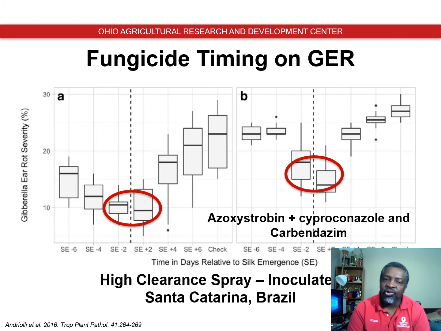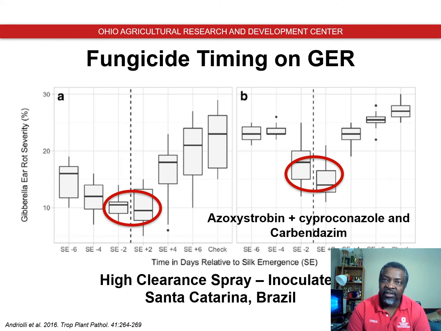Here are some more results from trials conducted in Santa Catarina, Brazil. Here again, like the study at Purdue, they inoculated ears with the fungus and then evaluated the efficacy of a fungicide treatment consisting of 3 active ingredients when applied at different times relative to early silking, in other words, R1. They looked at the efficacy of this fungicide when applied within the first 2 days before or after silking, within the first 4 days of silking, and within the first 6 days of silking. And they compared the efficacy on 2 different hybrids.